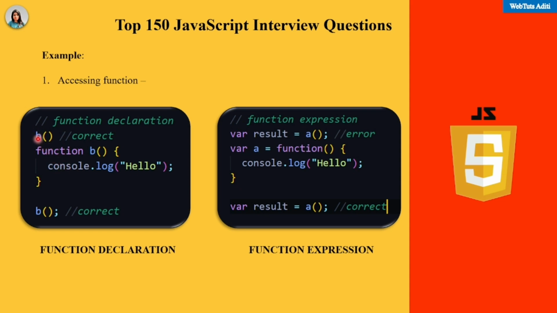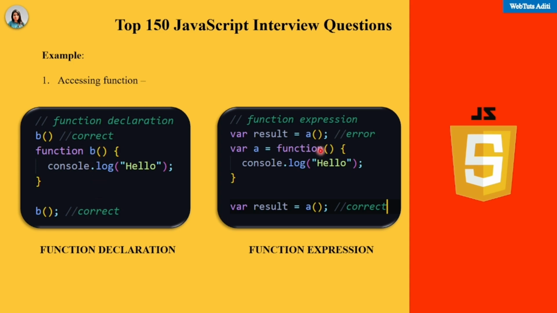B is the function name and it is called over here. So the definition starts from here. And again, this B is called after this function definition. So both will give you the correct output. It will not cause you any error.